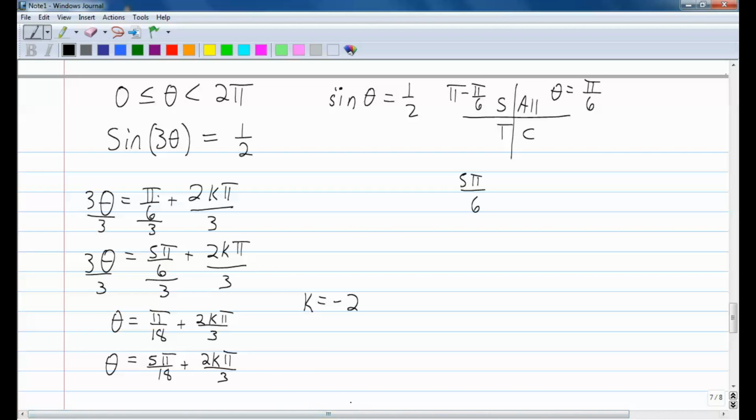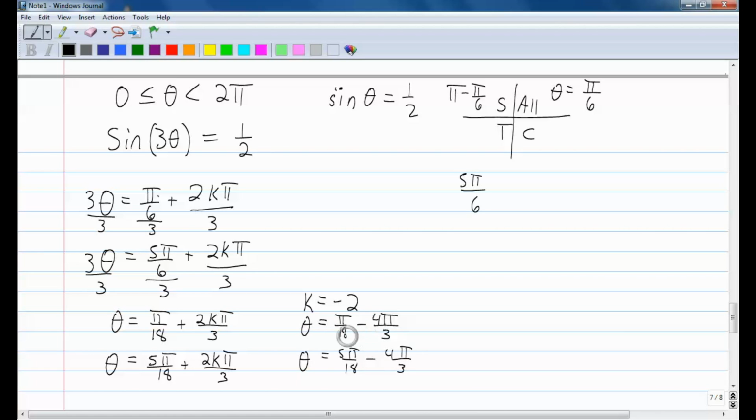So for k equals -2, that means plug in a -2 into each formula. I'm going to get theta equals pi over 18 minus 4 pi over 3. So I'm plugging in a -2 there. Do the same thing in the next equation. That's 5 pi over 18 minus 4 pi over 3.